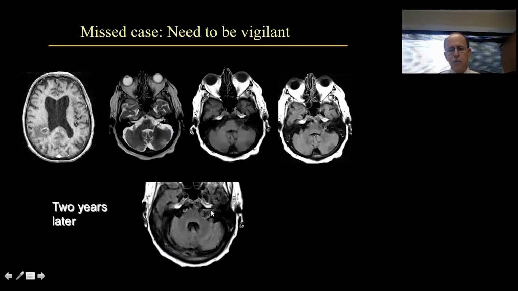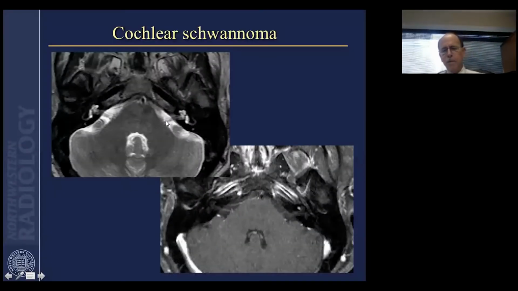Years later, it was picked up because the patient had then clearly developed sensorineural hearing loss, which was not clearly present on the initial study, and there was a solid component and a cystic component, and it had grown. But you've got to be vigilant in picking things up if you're not primarily doing a scan for that purpose.